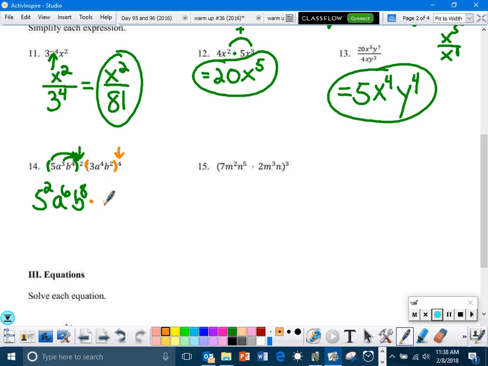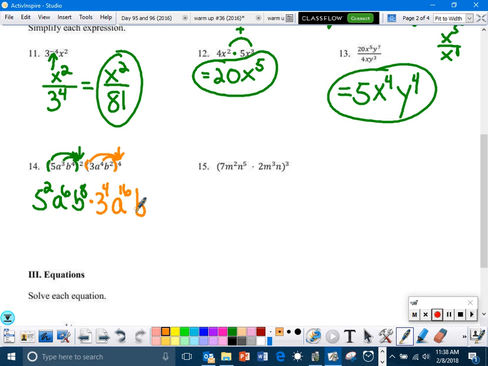Times. Okay, so now this would be 3 to the 4th. Again, that 3 is raised to the 4th power. 3 is not an exponent, so 3 to the 4th power. 4 is an exponent, and that's an exponent. So that's where we're going to multiply them together. So that's a to the 16th.